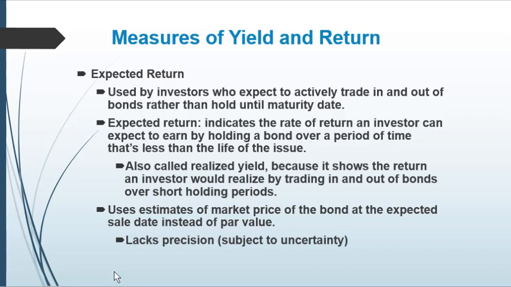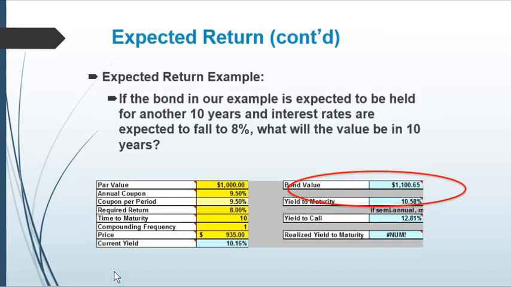Again, because we are forecasting interest rates, there is some uncertainty with this analysis, but it certainly is a viable strategy for an investor to buy a long-term bond because the coupons are higher, the yield might be higher, but we don't want it for 30 years. We only want it for 10 years or 5 years.